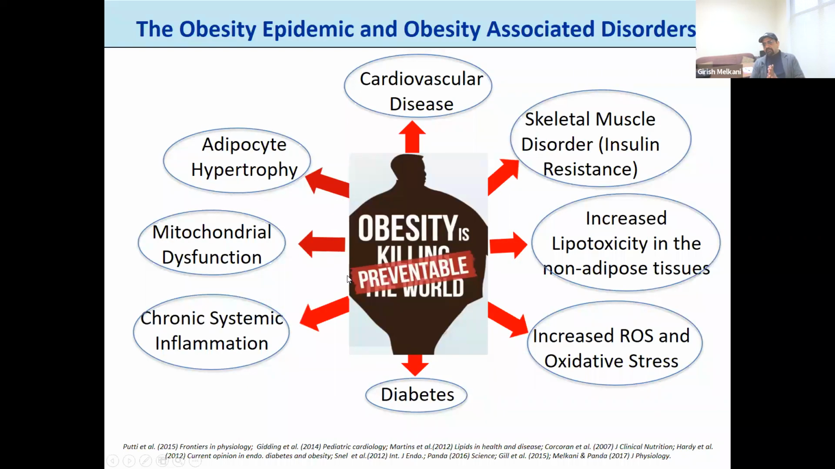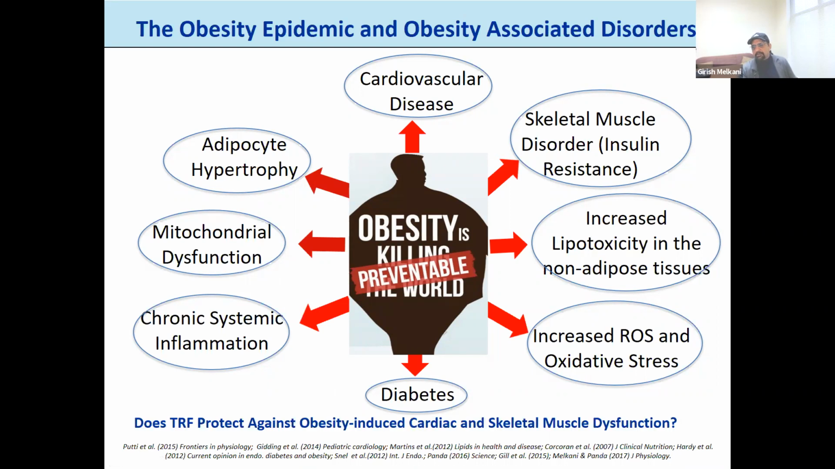But that was on aging. Now the question is, as you know, obesity and obesity-associated disorders, there are too many. I'm not sure I put everything here, I just want to mention a few. Cardiovascular risk is significantly increased, and skeletal muscle, these also lead to lipotoxicity, ROS, oxidative stress, you can name it. So what we wanted to test is whether TRF will work against this obesity-induced cardiac or skeletal muscle dysfunction.